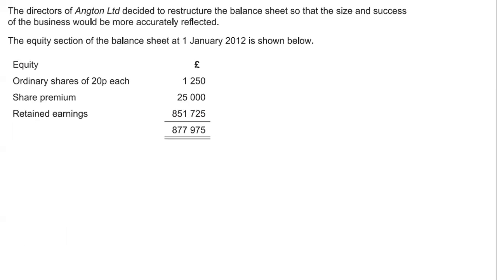The directors of Angton Limited decided to restructure the balance sheet so that the size and success of business would be more accurately reflected. So the equity section of the balance sheet at the 1st of January 2012 is shown below, and we have the numbers. So we have issued share capital, share premium, retained earnings. So again, before looking at the question, we can work out the number of shares. So we use the formula issued share capital divided by nominal value.